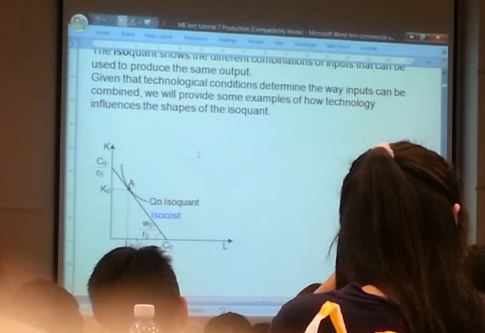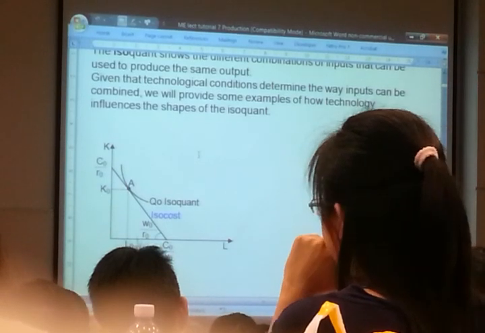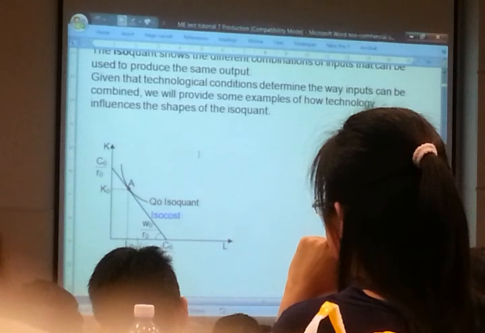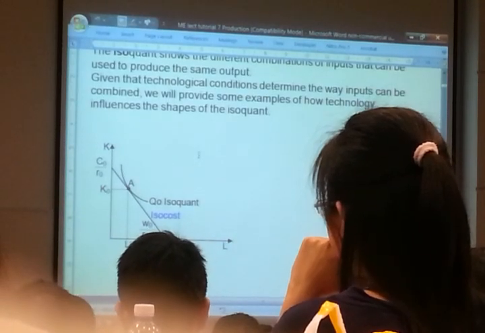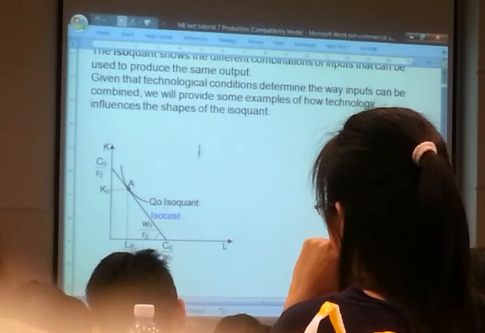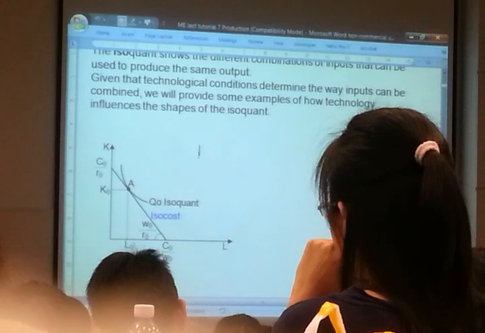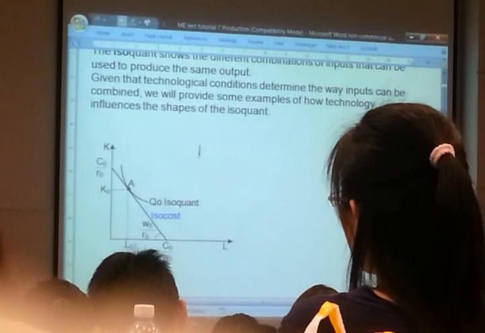It cannot be utility. Remember, the consumer wants to maximize satisfaction. Firms, you don't maximize satisfaction. You maximize what? Profit. Profits. But this is not.